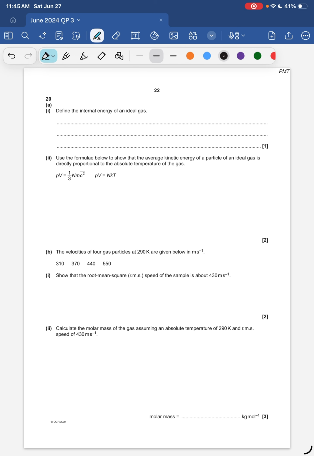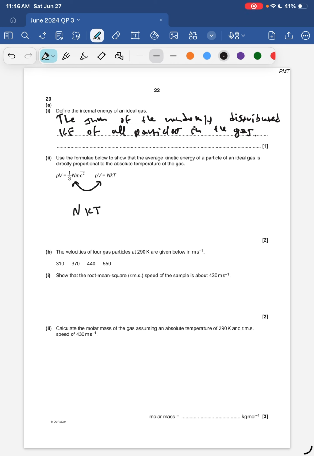20A, part 1. Define the internal energy of an ideal gas. It is the sum of the randomly distributed kinetic energy of all particles in the gas. Part 2, use the formula below to show that the average kinetic energy of a particle of an ideal gas is directly proportional to the absolute temperature. We set these equal to each other. So nkT is 1/3 nm c squared average. n cancels, and we can introduce a factor of 1/2 on both sides. So 1/2 m c average squared is 3/2 kT.